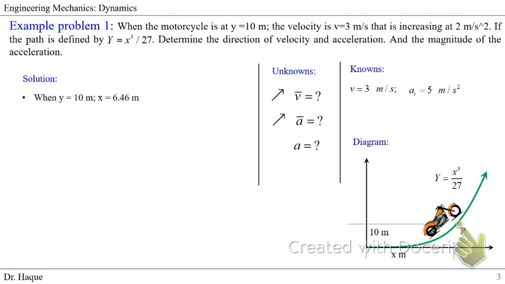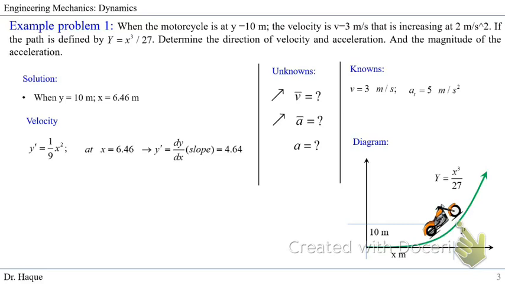First, let's figure out our coordinate. When y equals 10 meter, if we plug y equals 10 into the path equation that is given, we will get x equals 6.46 meter. So now let's work on the first thing, that is the direction of velocity. If we take the derivative of the path y equals x cubed over 27, we get x squared over 9. Now we know the current position of the bike is 6.46 meter.